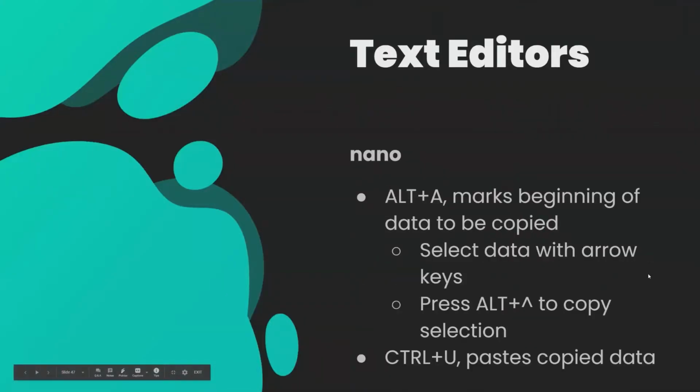There's also some other commands like Alt-A, which marks the beginning of the data that you want to copy. And you can select the data with arrow keys and then press Alt-caret to copy the selection. And Control-U pastes the copied data.